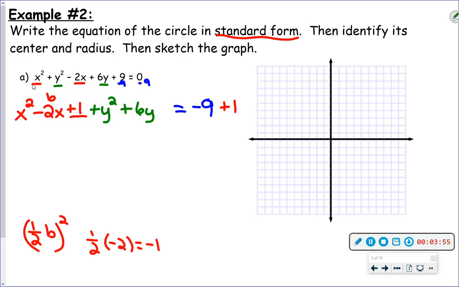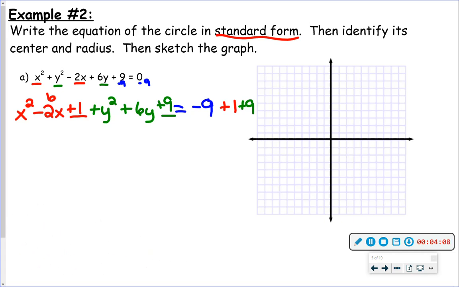Okay, for the y's, same process. Half of b, so half of 6, 3, squared 9. Balance on the other side. Now, the purpose of that, I'm just going to erase these little calculations out of the bottom, get them out of the way.